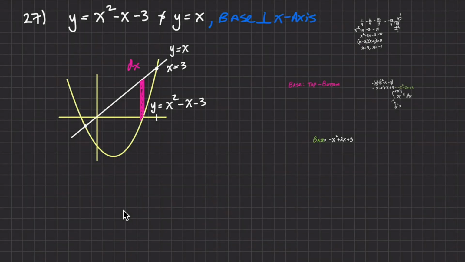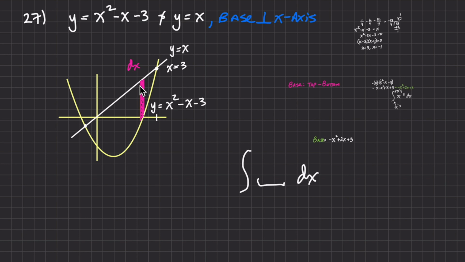Next, we are asked to examine the region bounded by this parabola, x squared minus x minus 3, and the line y equals x, and we're asked to draw figures with their base perpendicular to the x-axis. So here's an introduction to this problem. Here's our base that's drawn perpendicular to the x-axis. Therefore, we're going to be using dx. If we're going to be using dx in this problem, we're going to be integrating with respect to dx.